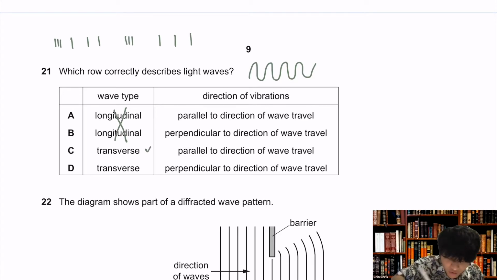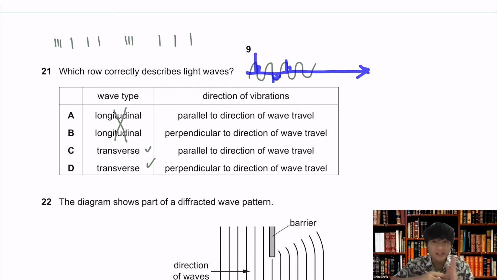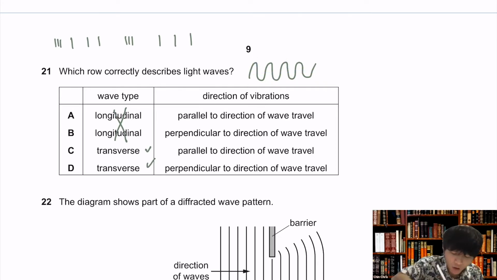Remember, transverse waves always travel perpendicular. Can you see that it's a 90 degree here? It's a 90 degree here. It's a 90 degree here. So it's always perpendicular to the direction of propagation. So the answer is 21D.